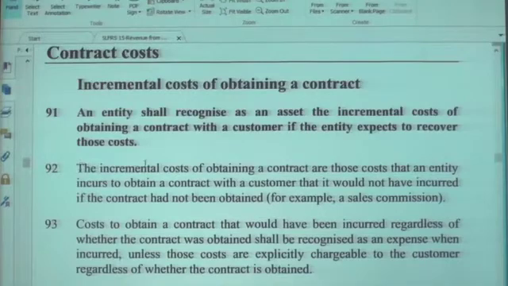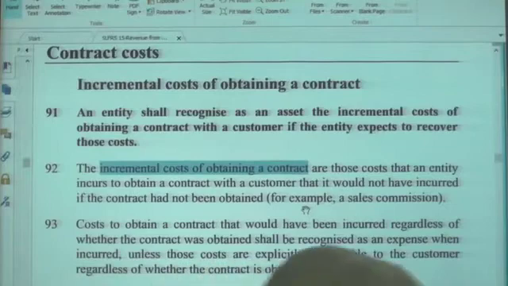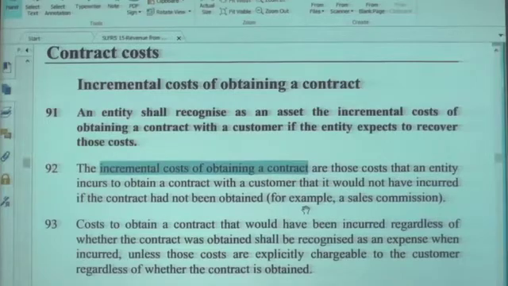Paragraph 92. The incremental cost of obtaining a contract. Underline this. As I told you, promotion expenses, meeting expenses, traveling expenses. Sometimes you have to travel abroad to make a presentation to win the contract. You don't know whether that contract will be received or not, but you have to travel there. You have to make a presentation. You have to appoint an expert team. You have to ask them to prepare a project proposal. Those expenses are incurred due to the contract. If you are not going to bid for that, you are not going to incur those costs.